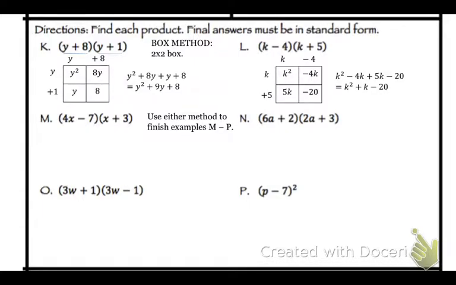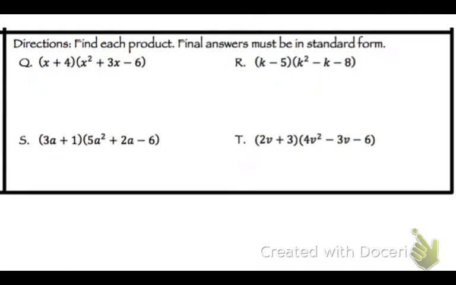Okay. Use either method to solve examples M through P. And remember, if it's something raised to the second power, that's the same as p minus 7 times p minus 7. So you still have to use the box there. If you put p squared minus 49, I will rip my eyeballs out. Okay? And there's those answers to those ones.